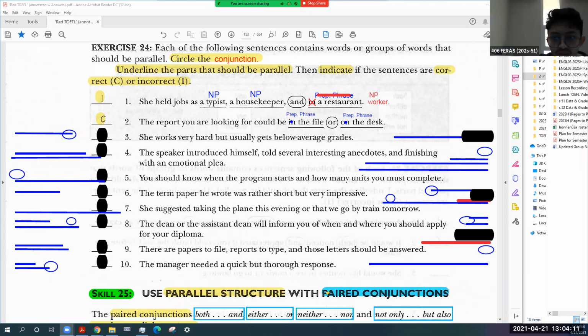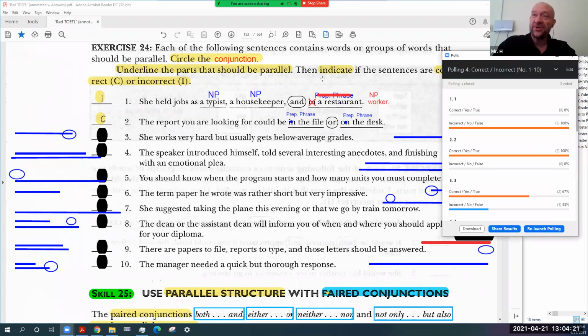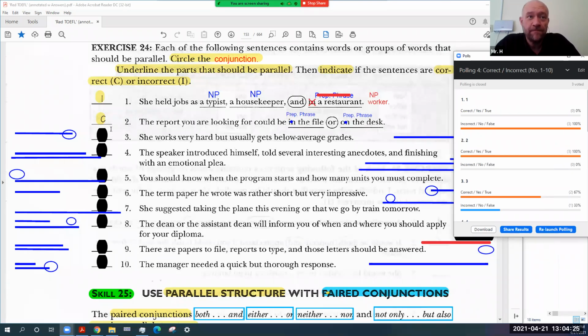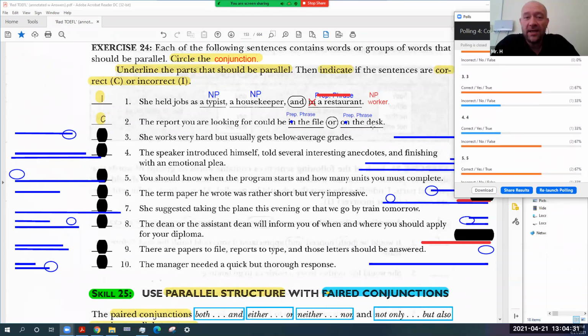Oh, you can't see the poll? Okay, I'm going to close the poll. So only 3 people answered. All right, well, you'll just have to tell me your answers. So what do you think about number 3 for us? Correct. You think it's correct? Yeah. All right. Who else didn't submit?